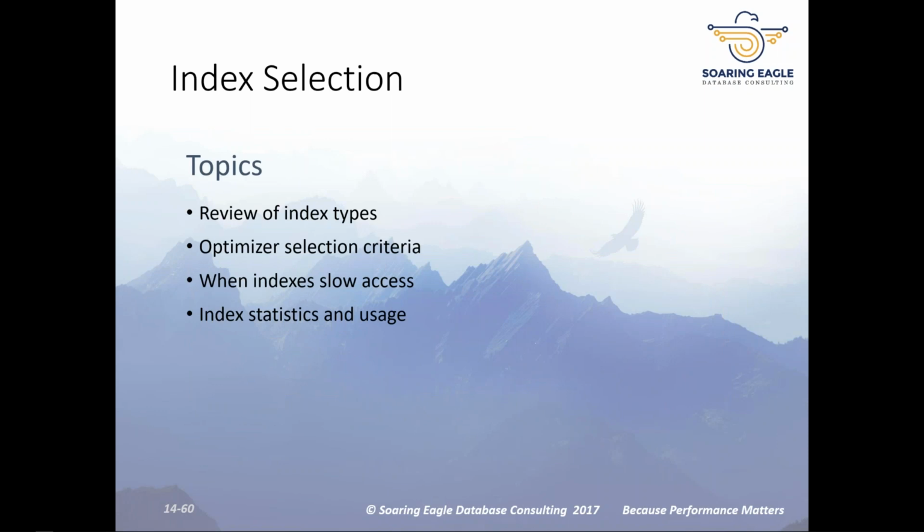So let's talk about types of indexes, how the optimizer is going to choose between them. This says when indexes slow access down. I'm going to cover that right now.